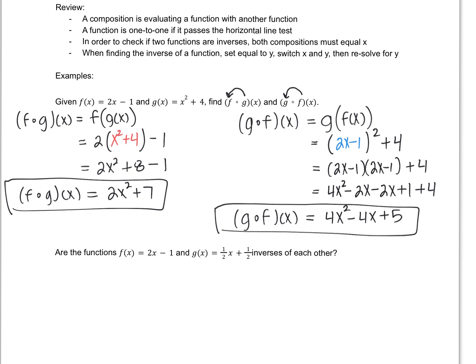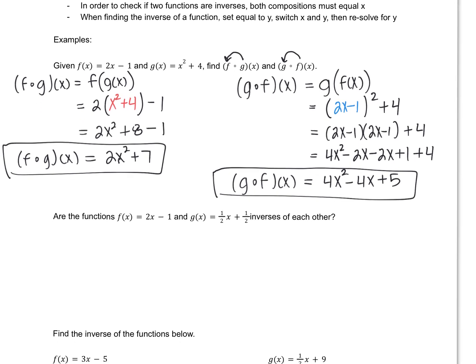We can see here that when I did f of g of x and g of f of x, I did not get the same answer for each composition. So it's important to note that the order of the composition does matter. f of g of x and g of f of x are not the same, and they won't result in the same answer. So it's important you can identify how to plug in the equations for each.